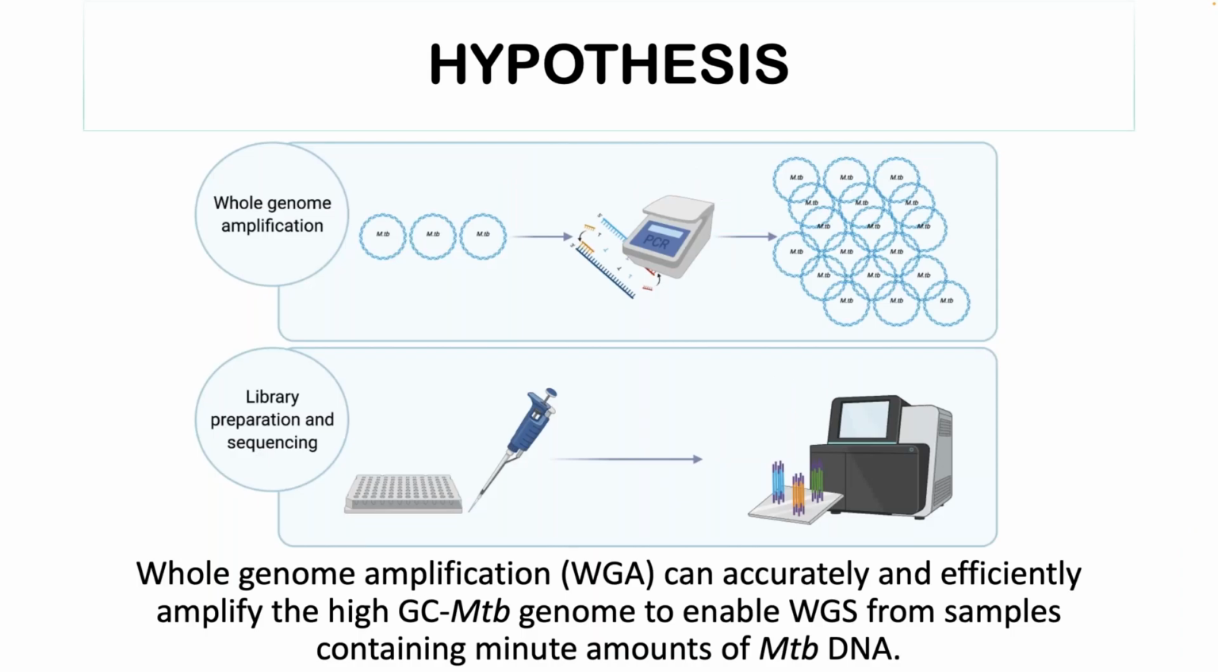This brings me to our hypothesis. And our hypothesis centers around the potential of whole genome amplification to accurately and efficiently amplify the high GC-rich MTB genome, thereby enabling whole genome sequencing from samples containing very small amounts of MTB DNA.